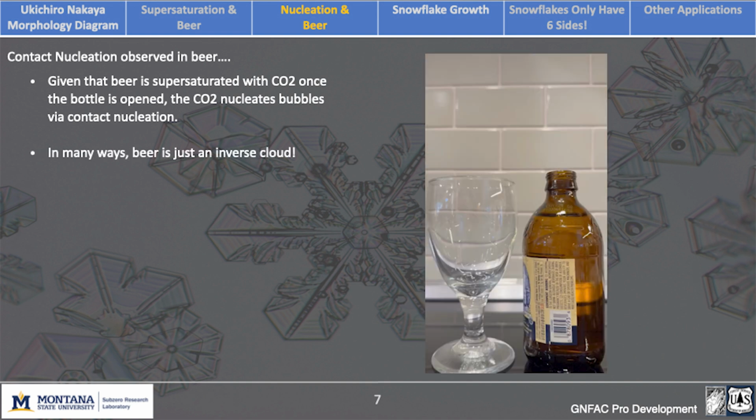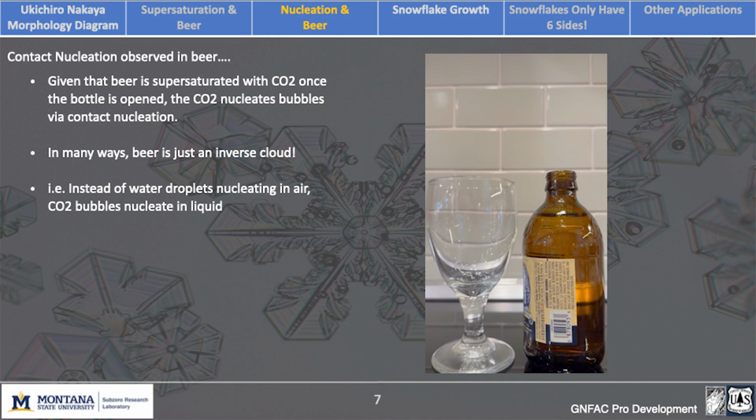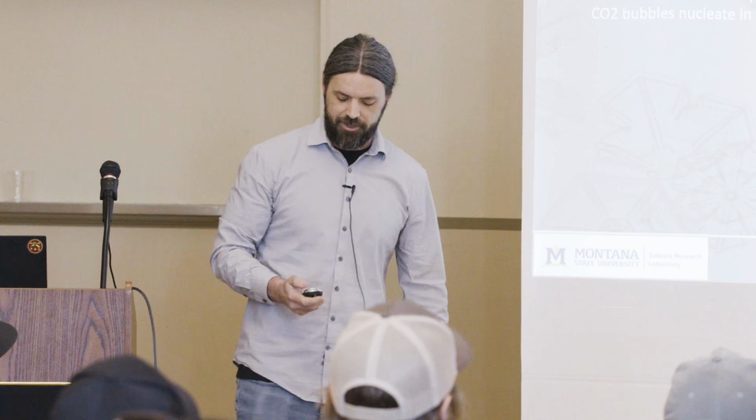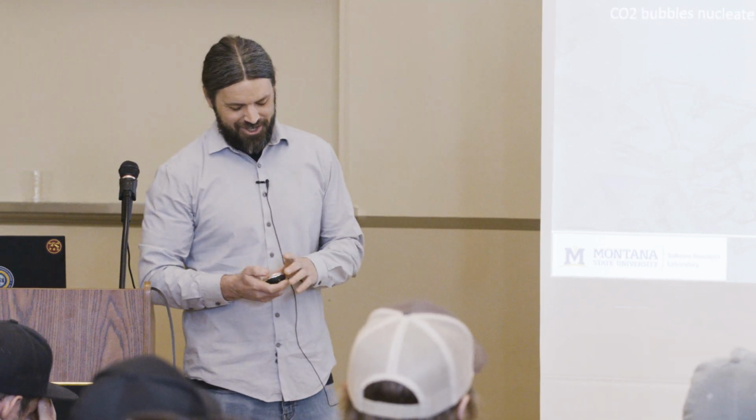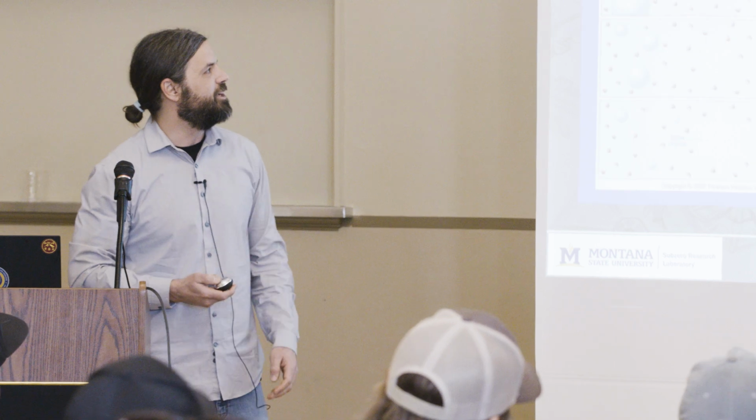So in many ways, beer is just an inverse cloud. It's like if you took a cloud and turned it inside out, right? Because instead of water droplets nucleating in air, we have carbon dioxide bubbles nucleating in the liquid. It's really just the inverse. So that's one of the morals of my talk today: if you want to understand snowflakes, go drink beer, and you'll be getting pretty close.